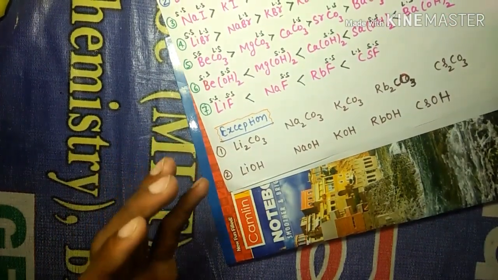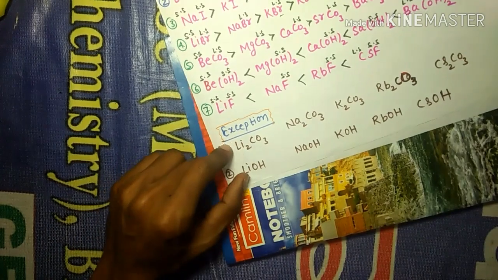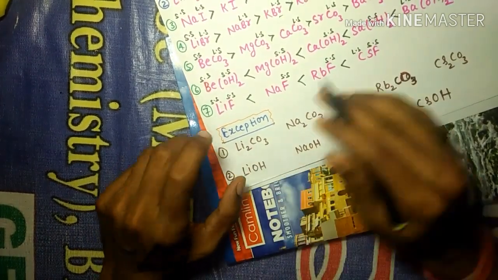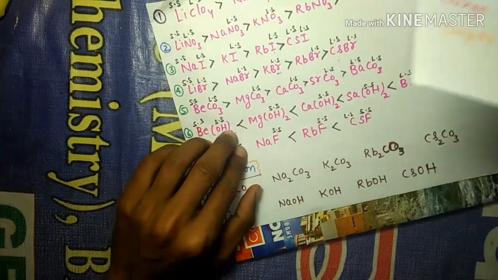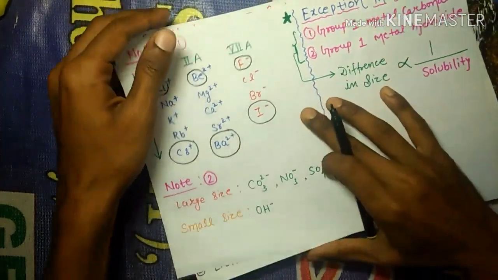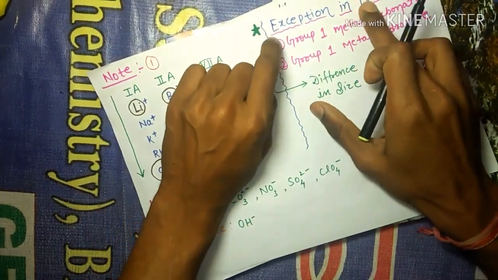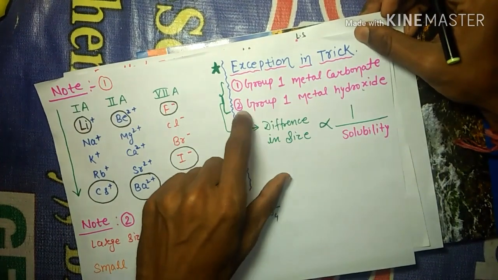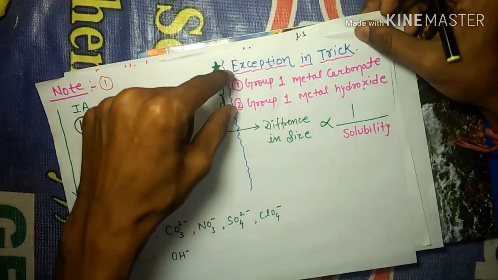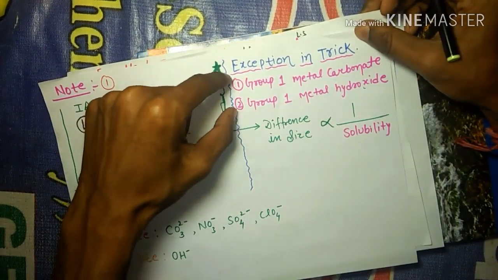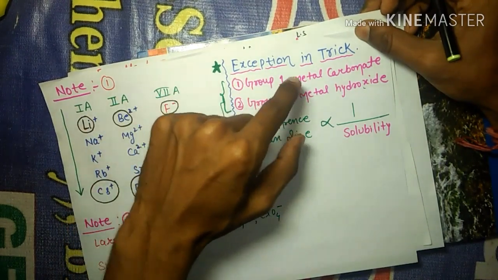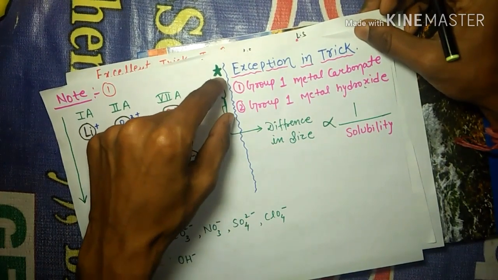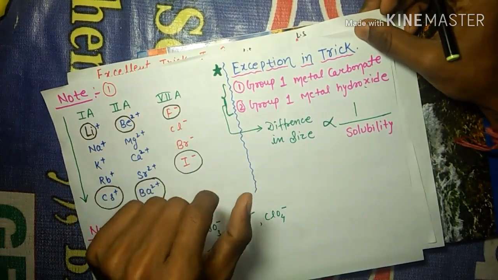Exception comes where, if the questions contain group 1, sorry, I have to show this page. Okay. Exception in this trick क्या है? ठीक है. Group 1 metal carbonates, group 1 metal hydroxide. In these two types, the metal carbonate and the metal hydroxide of group 1, there are some exceptions. Okay.